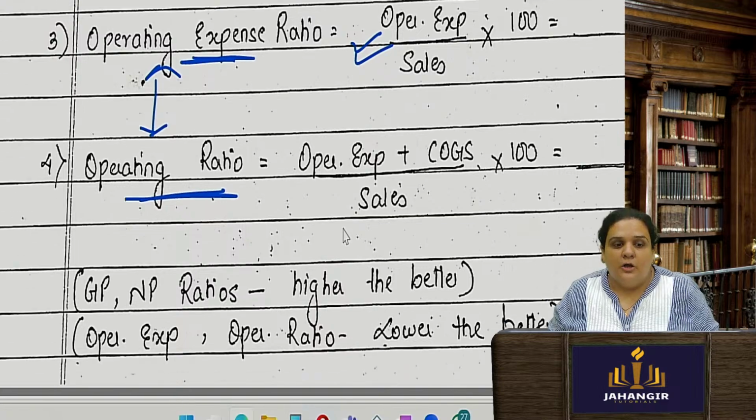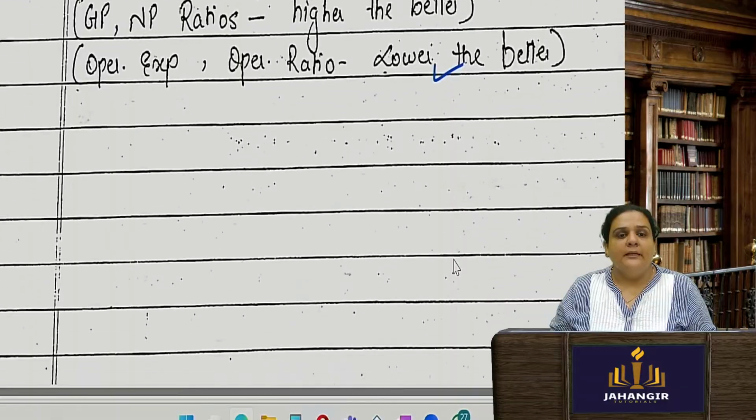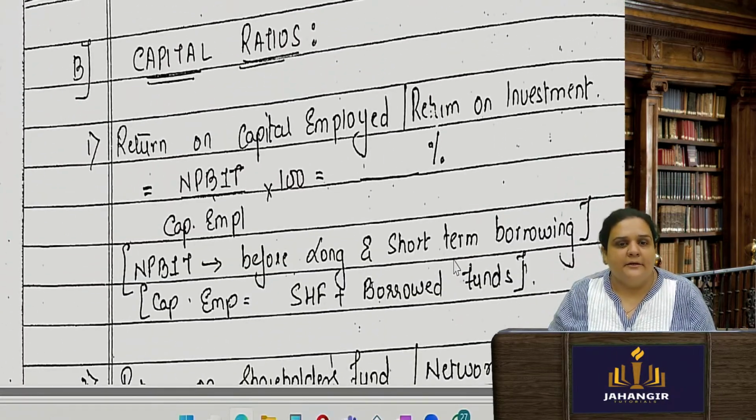Okay, so gross profit and net profit, because they talk about profits, obviously higher is better. Expenses ratio, lower is better. Quickly I am moving to the next part, which is B, capital ratios.